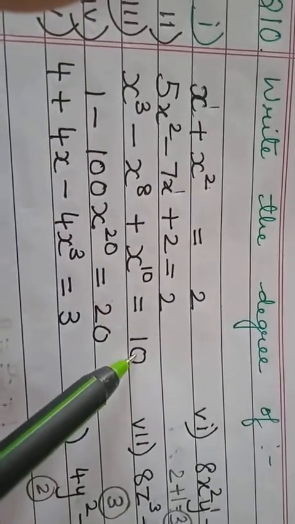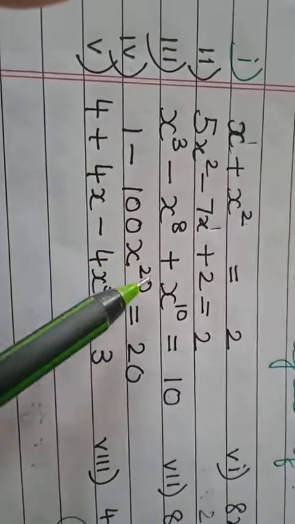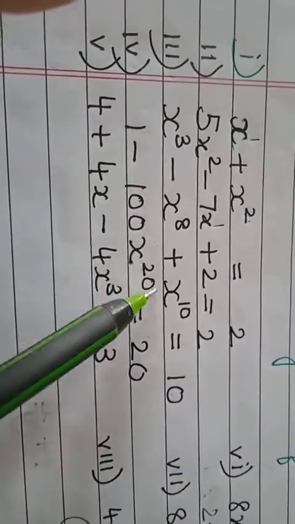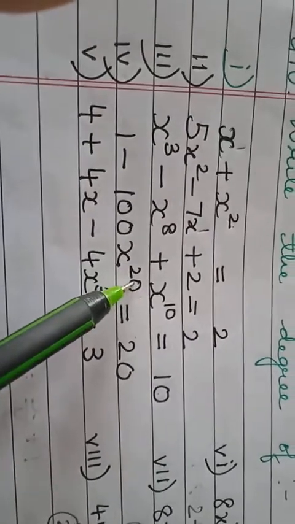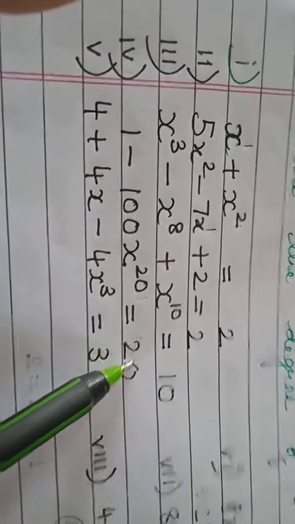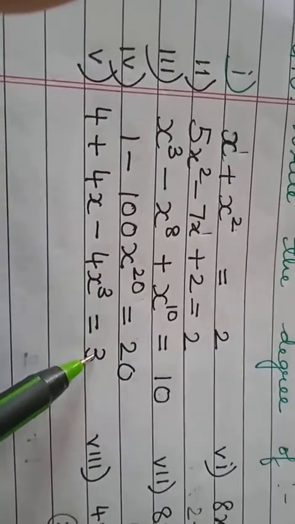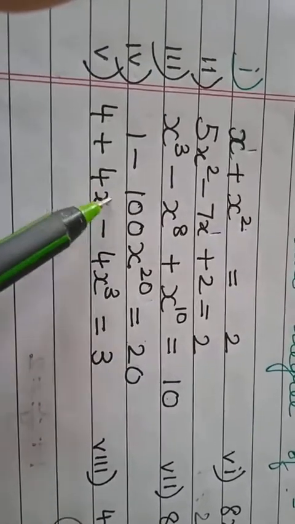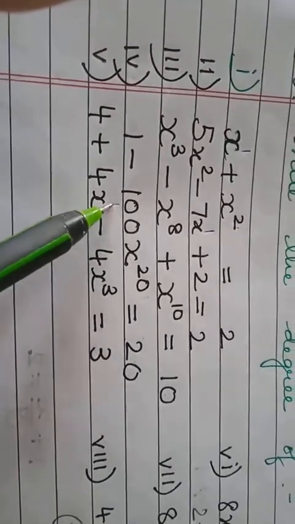So write 10. Next one, fourth one, 1 minus 100 x raised to 20. X raised to 20, there is no comparison because only one exponent is there, that is 20. So write here 20, right? So 4 plus 4x minus 4x cube is equal to 3. So you can see here there is no variable. So here variable is there, raised to 1, nothing is there means 1. Compare between 1 and 3, which is 3, right?